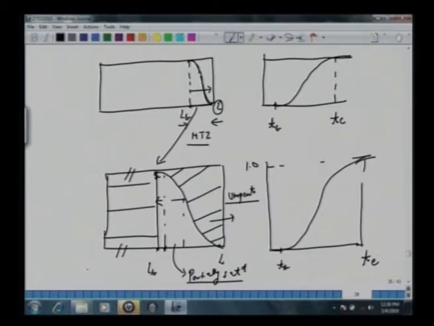Now what we do, we define one more quantity here, Ts, the stoichiometric time. So what is the stoichiometric time? We are saying that let's draw another vertical line here, at a certain length Ls. Corresponding to this, there will be another time here, which is Ts, so that this area here is equal to this area here.